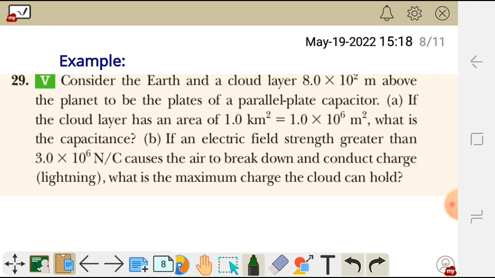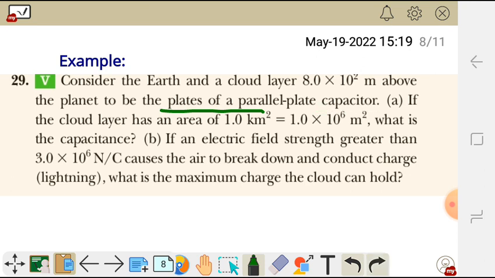So this question is saying, consider the earth and the cloud. So we have two things here, the earth and the cloud, and they are separated by the distance 8.0 by 10 to the power 2 meters. So the cloud is 8.0 by 10 to the power 2 meters above the ground. So consider the planet, which is the earth, to be plates of a parallel plate capacitor.